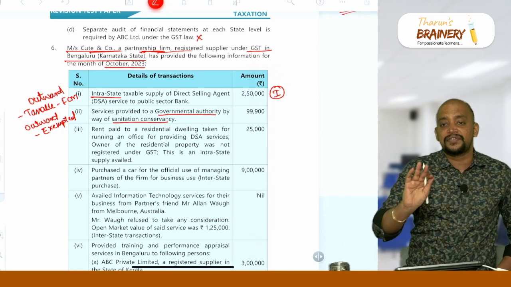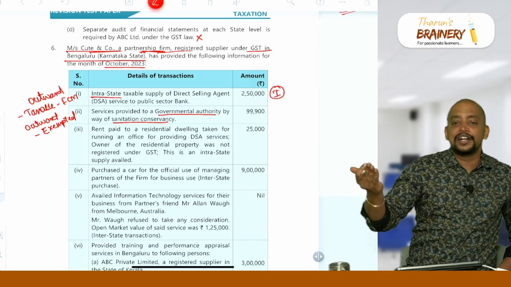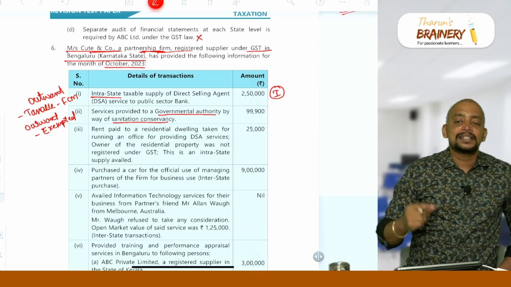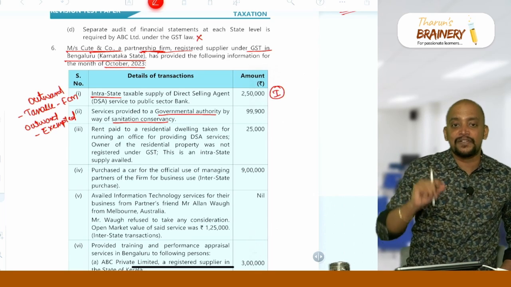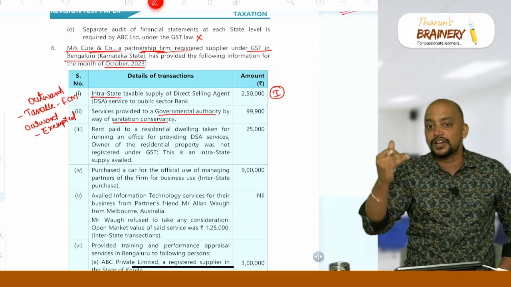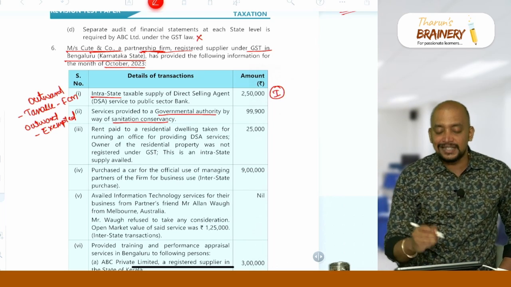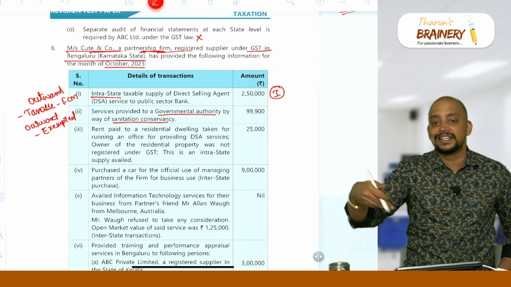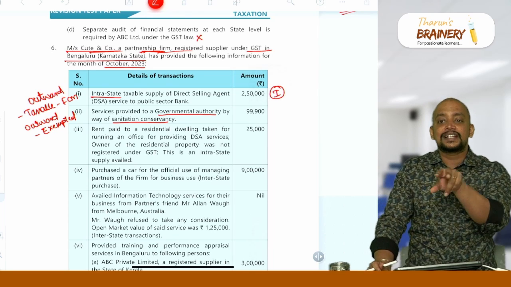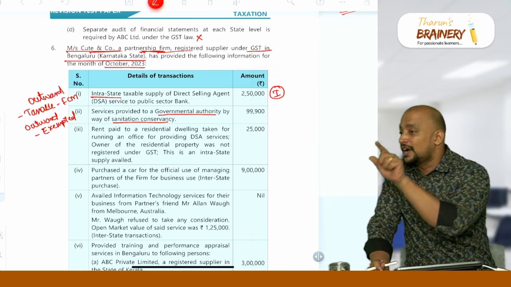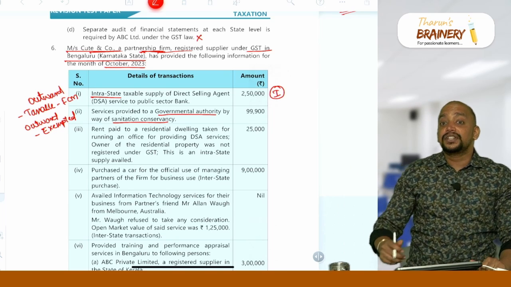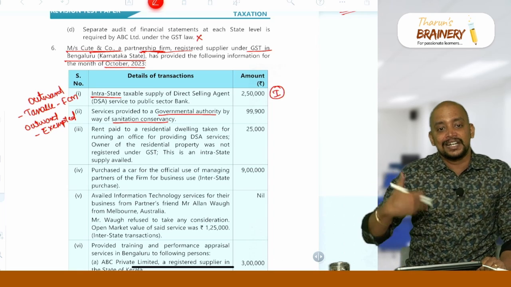So don't put it in the first statement. I mean, don't add it to the liability. Just write the note that it is exempted. Why? Notified services provided by any person to a government authority are exempted. So you write the list of notified services. As they are providing sanitation conservancy, the said activity is exempted as per notification 12/2017. All exemptions are given in notification 12/2017. Section 11, read with notification 12/2017, like that you write.